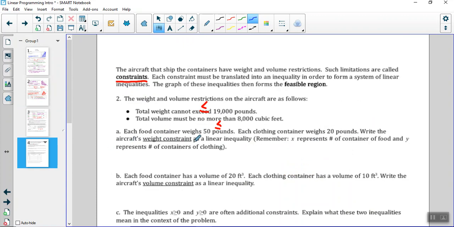Write the aircraft's weight constraint as a linear inequality. So we know the food containers are 50 pounds, and we have x food containers. So 50 times x will give us the weight of the food containers. We need to add in the weight of the clothing containers, and the clothing containers are 20 pounds, so that will be 20y. Alright, now the weight cannot exceed 19,000 pounds, so we're going to say less than or equal to 19,000 pounds. So this is our weight constraint.